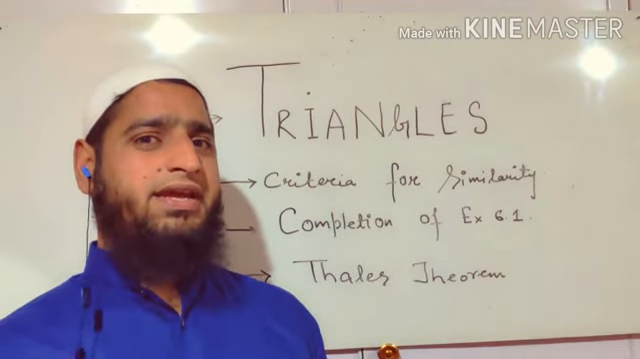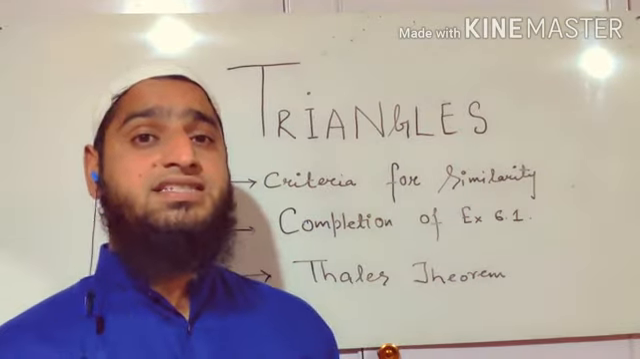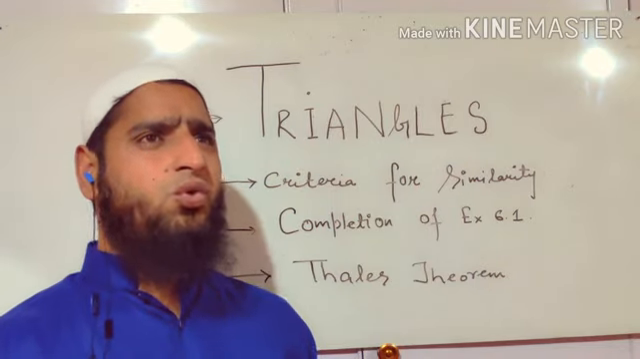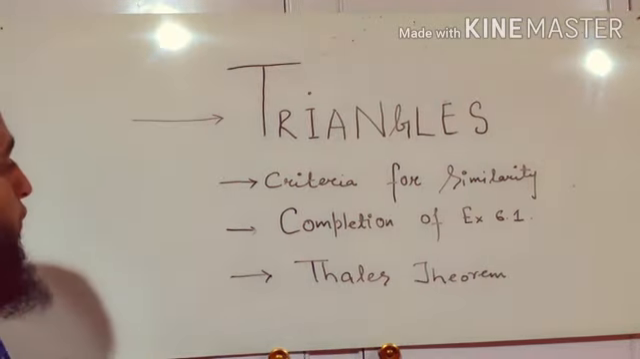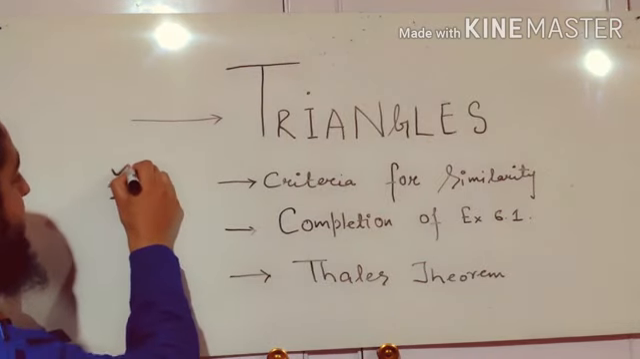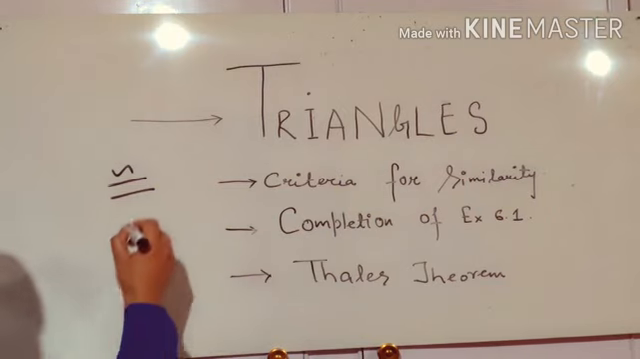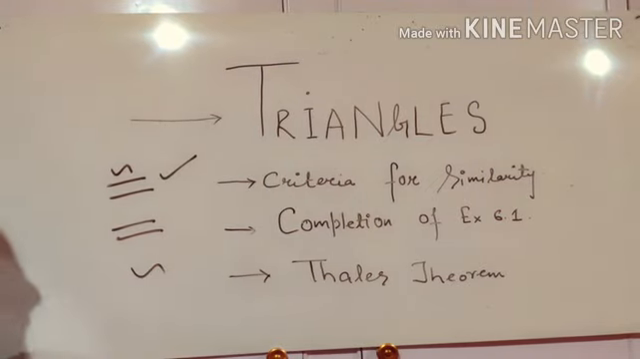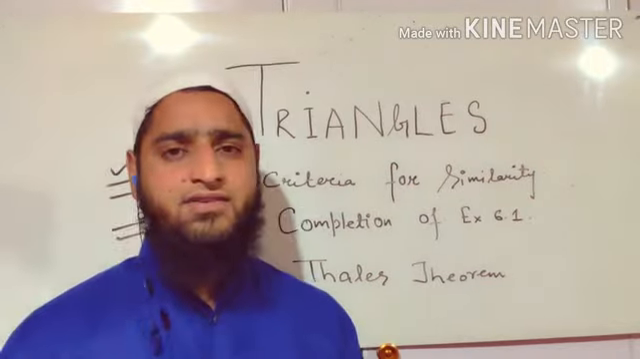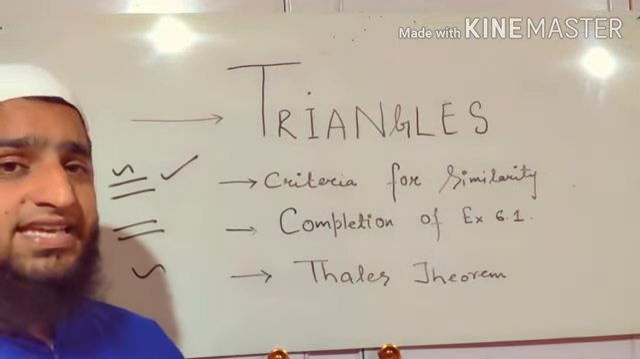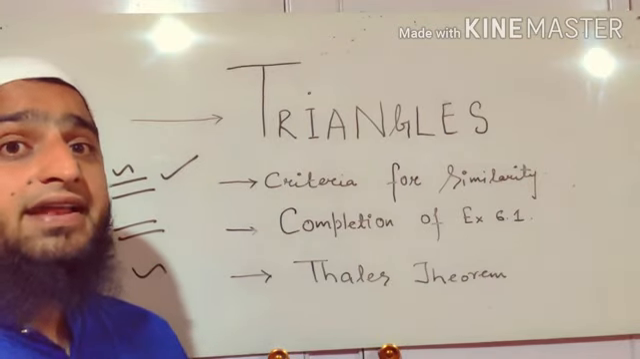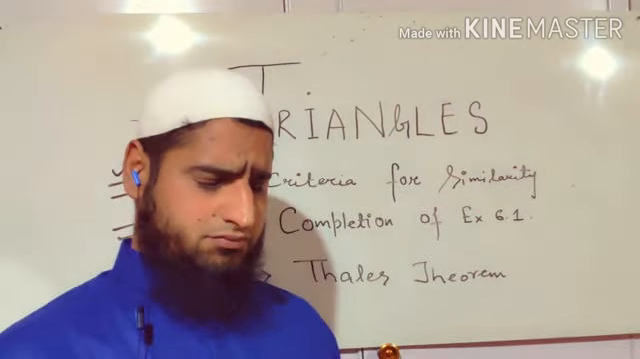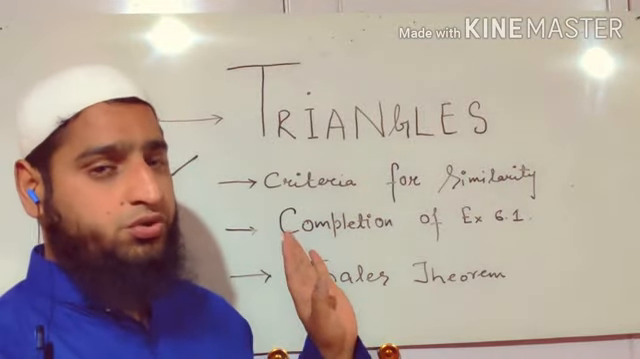And today, just remember when two figures are similar. I have told you that when two figures are congruent, you already know from 8th class. We represent congruency by this sign, this is congruency, this is equality, and this is similarity. Today I will make you understand how we can say two figures are similar and what the criteria for similarity is. After that, I will complete your Exercise 6.1. You have to be very cautious today.